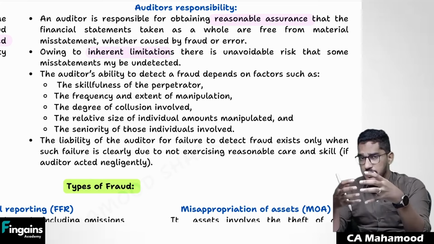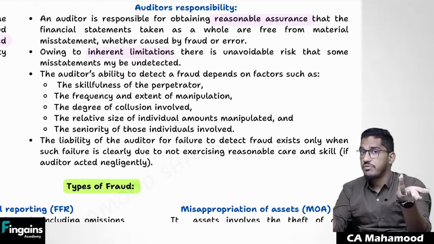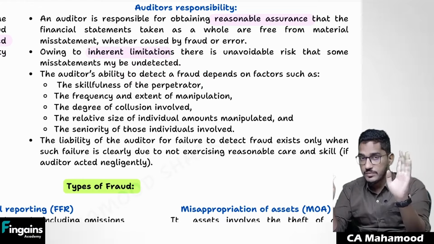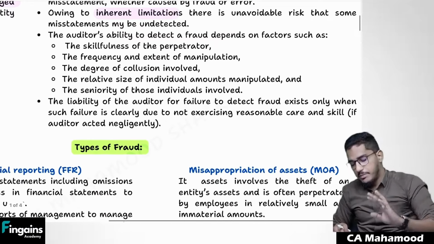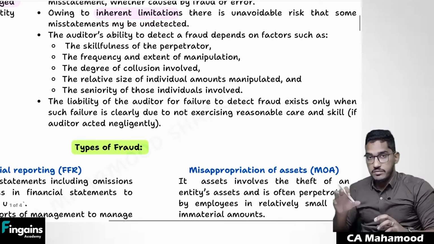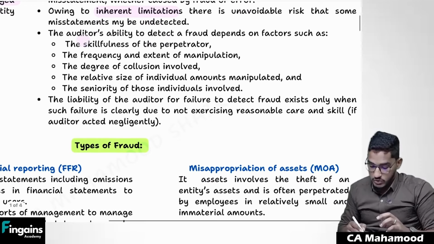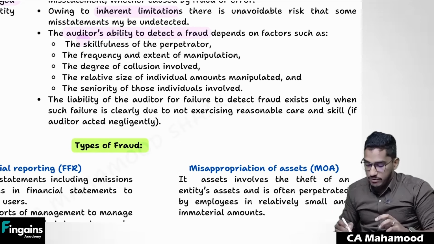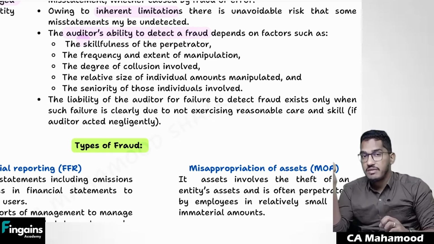The responsibility of the auditor is to obtain reasonable assurance whether financial statements are free from material misstatements or not. Because of inherent limitations, the auditor sometimes may not be able to find a fraud, even without his mistake. Whether the auditor will be able to detect a fraud or not depends on so many factors. The auditor's ability to detect a fraud depends on various factors.